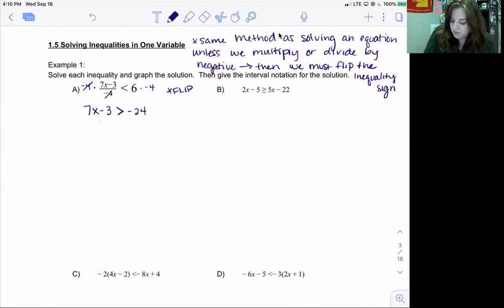We're going to add 3 to both sides so we can get our 7x by itself. So 7x is greater than negative 21. Divide both sides by 7. So x is greater than negative 3. Okay, so now we're going to graph.